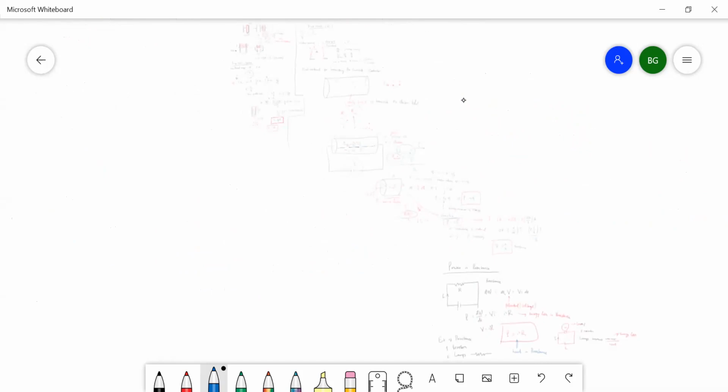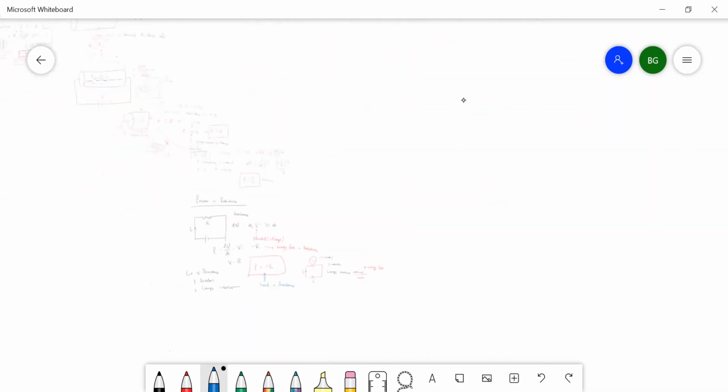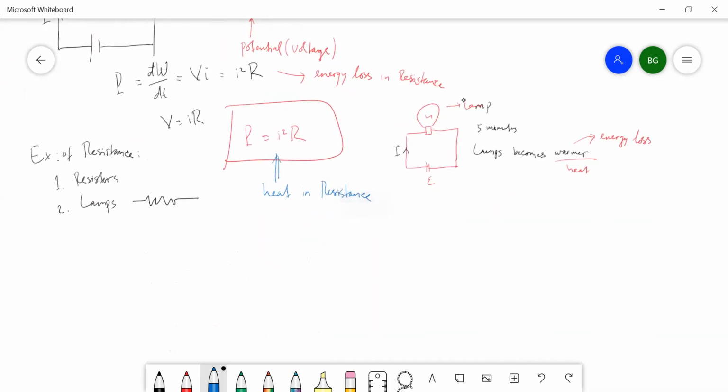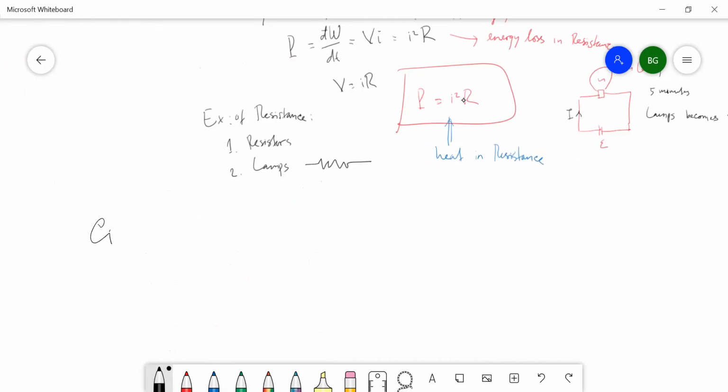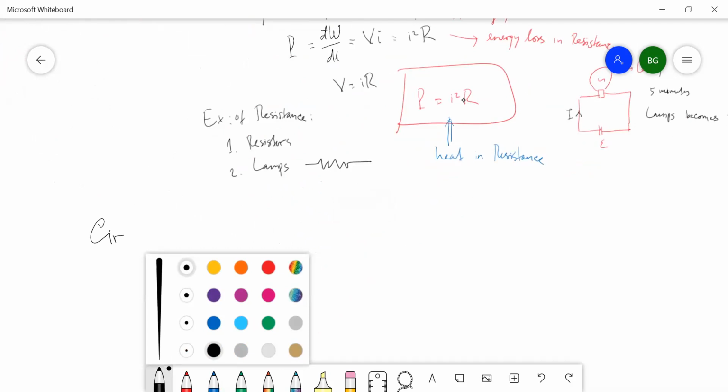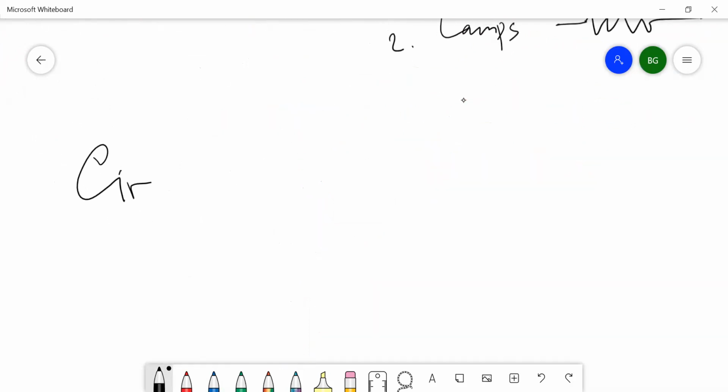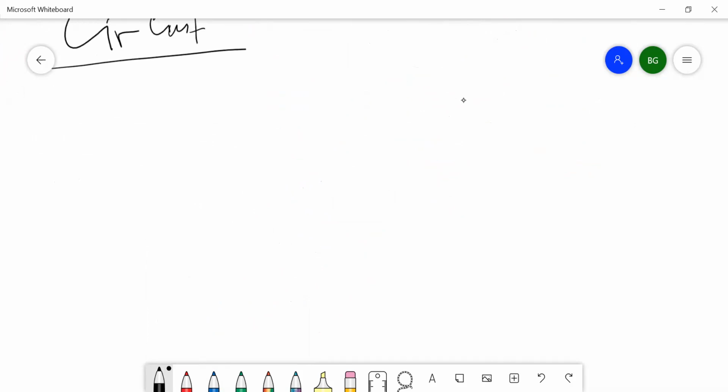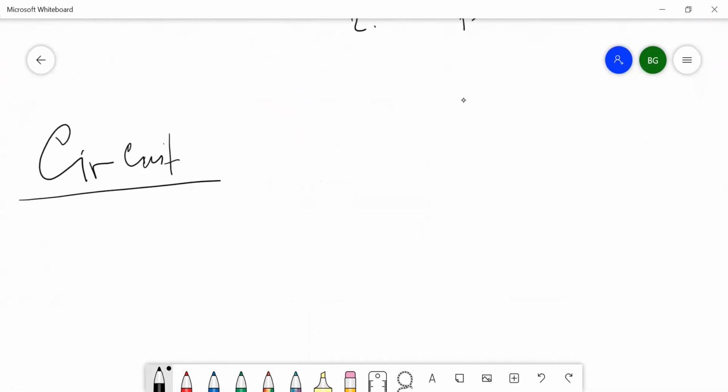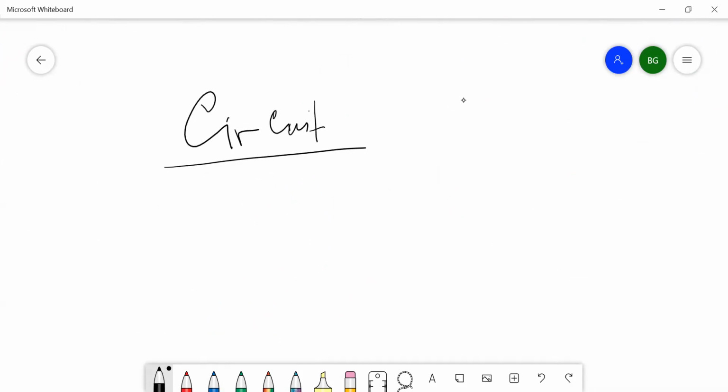Let's discuss circuits. We have discussed resistance, resistors, capacitors, and voltage, the electromotive force, which is like a voltage source.